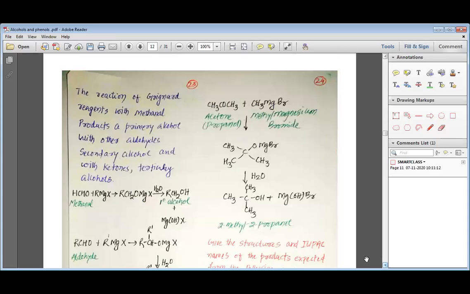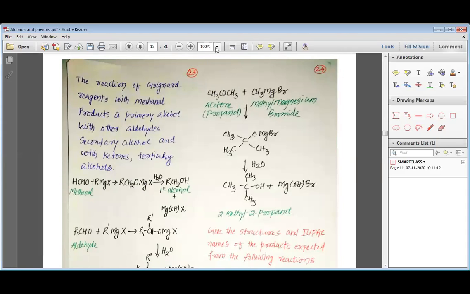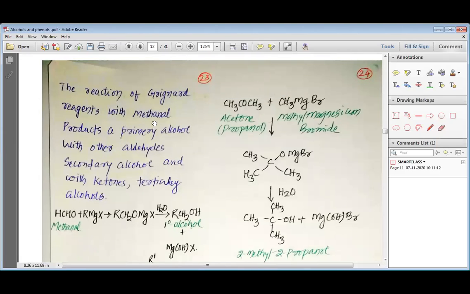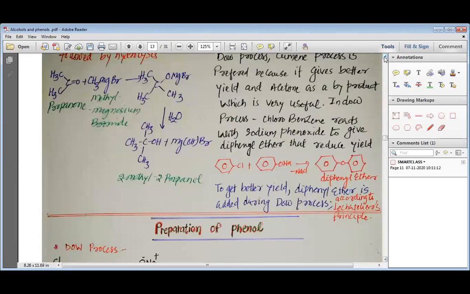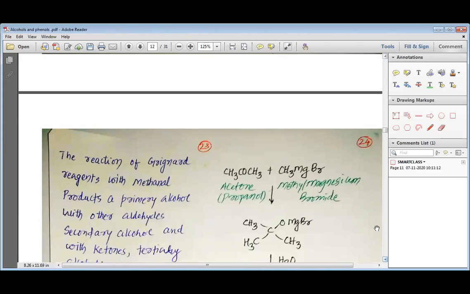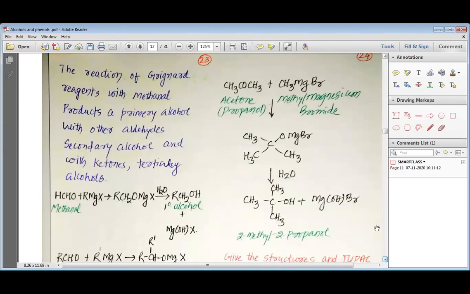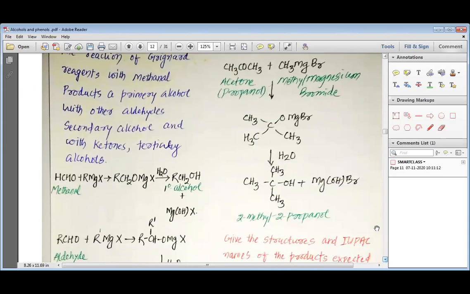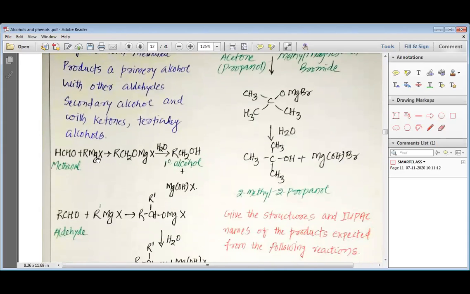Now let us study the same with a few examples. Let us look at the examples, my dear students. Reaction of Grignard reagent with methanal produces primary alcohol, with other aldehydes secondary alcohol is produced, and with ketones tertiary alcohols are produced. Please remember, my dear students, that when we have methanal, we get primary alcohol. When we have other aldehydes, we get secondary alcohol. And with ketone, we get tertiary alcohol. So let us study the reaction of RMgX, our Grignard reagent, with methanal.